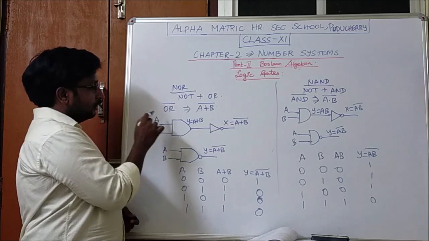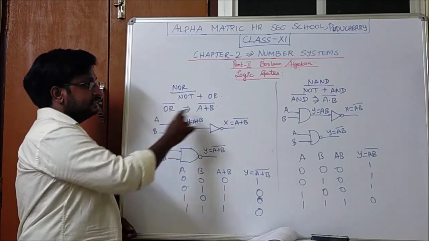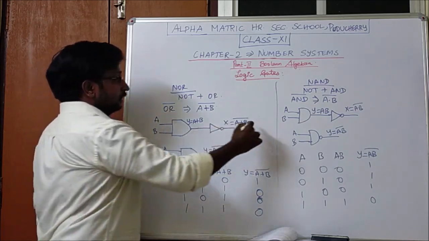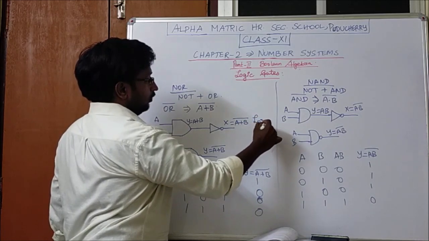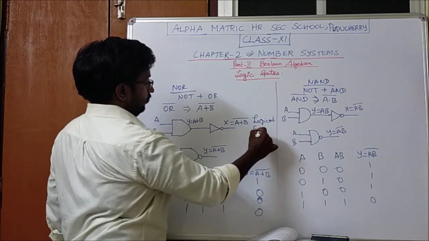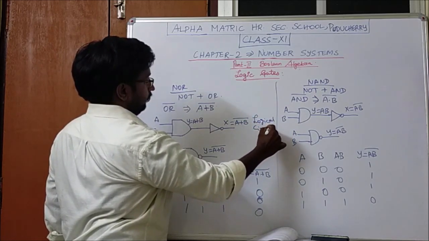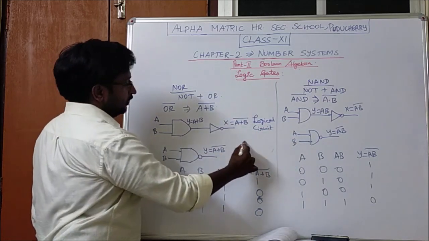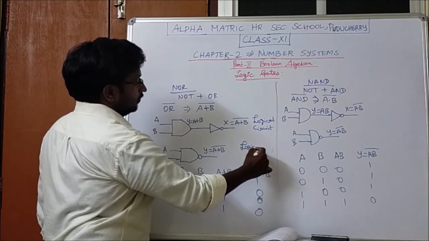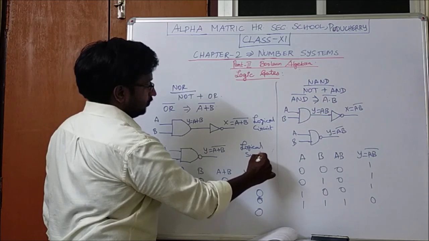So here you see the logical symbol. This is the logical circuit, not the logical symbol. This is the logical circuit. This is the logical symbol. The logical symbol is the final one, just a symbolic representation.